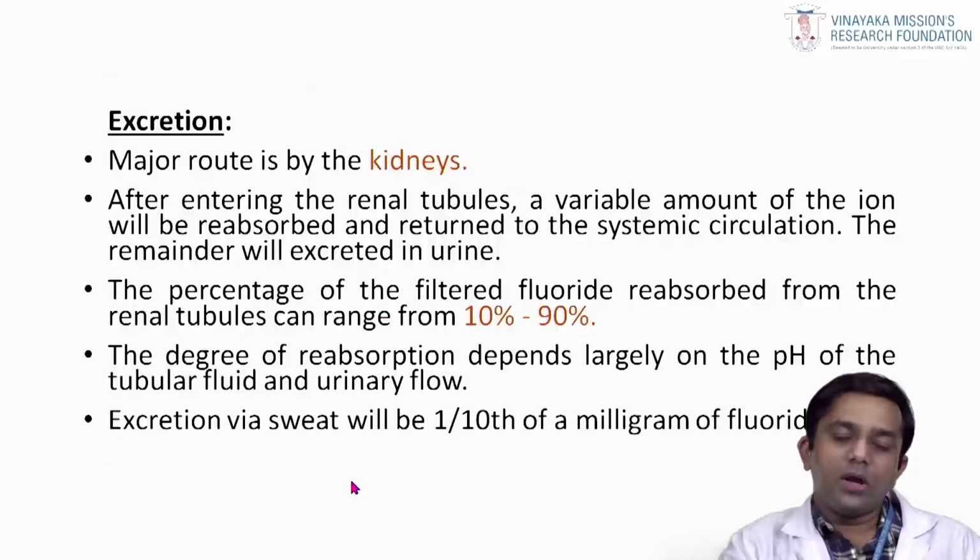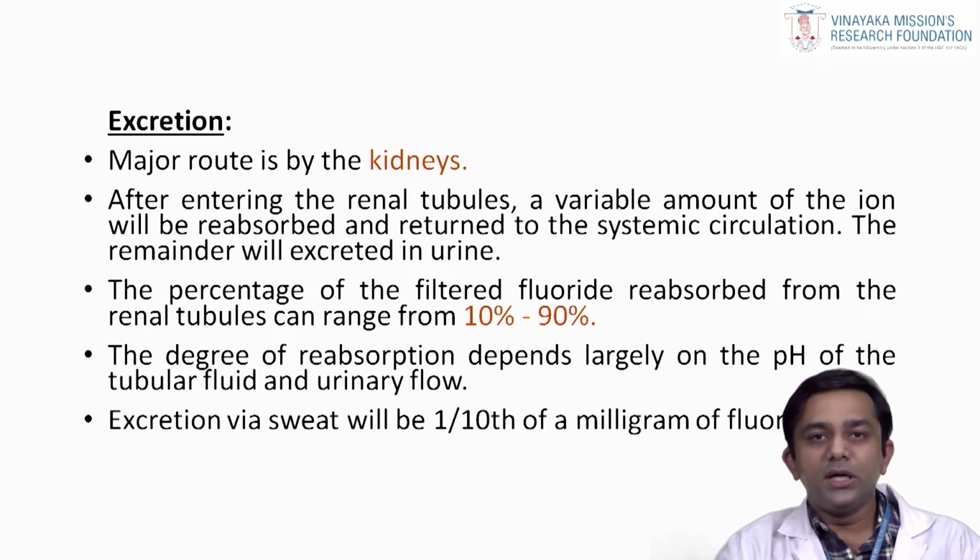So, until now we saw how fluoride is stored and how it is distributed to various parts of the body. Now, we will see how fluoride is excreted out of the body. The excretion of fluoride is through the kidneys. The major route of excretion is through the kidneys.